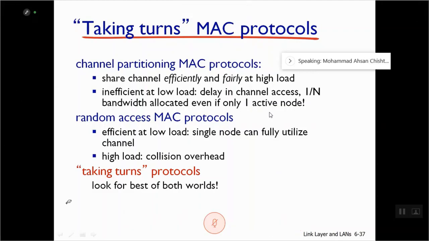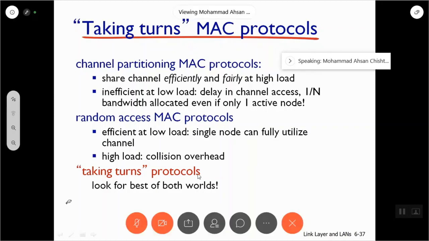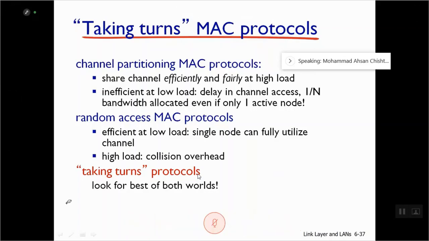So moving on to the next one that we have, the taking turns MAC protocol. The desirable properties that we had for multiple access protocols: to have a throughput of R bits per second when only one node is active, and also with n nodes, the throughput is divided, R divided by the number of nodes that we had.